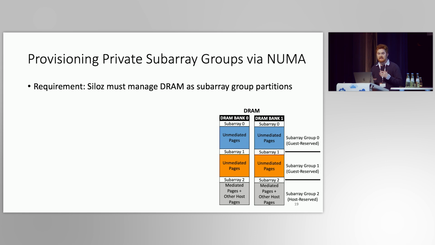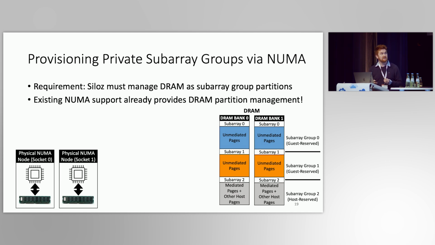The way that Siloz actually provisions these subarray groups to different virtual machines, if you recall, our requirement here is that Siloz needs to manage DRAM as subarray group partitions. And it turns out that we actually have something really nice in Linux for managing memory partitions already, and that is NUMA. So existing NUMA support, non-uniform memory architecture, basically says that if I have a couple of sockets, each with their own memory, I can manage socket 0 as a pool and socket 1 as a pool, and I can assign certain processes, certain virtual machines, socket by socket, and control access that way.